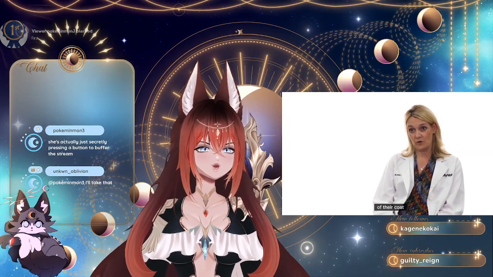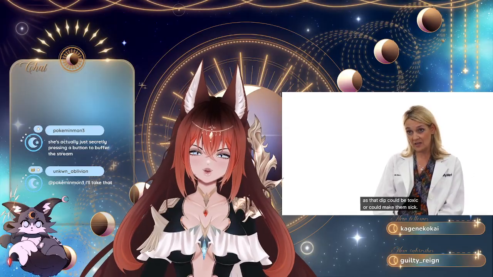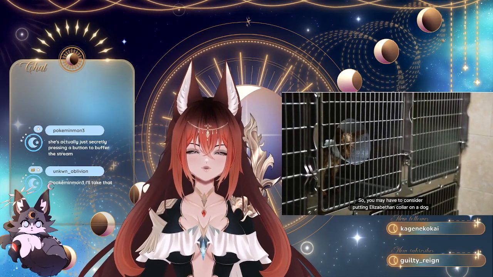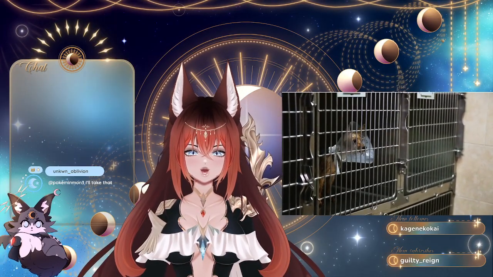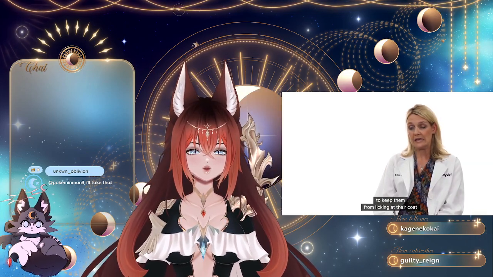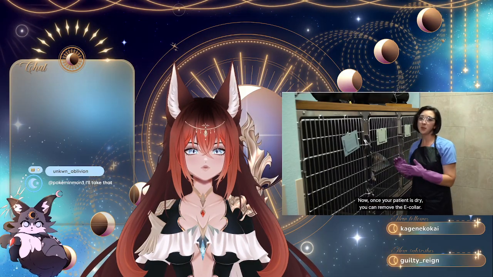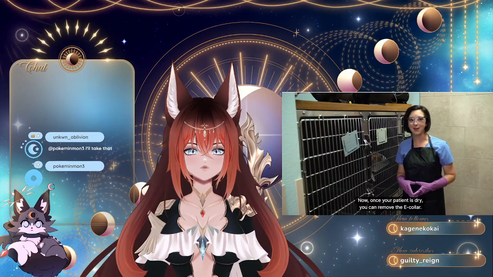It's very important that they not lick the dip off of their coat, as that dip could be toxic or could make them sick. So you may have to consider putting an Elizabethan collar on a dog while they're drying during that process to keep them from licking at their coat until the dip is dry. Now once your patient's dry, you can remove the e-collar.